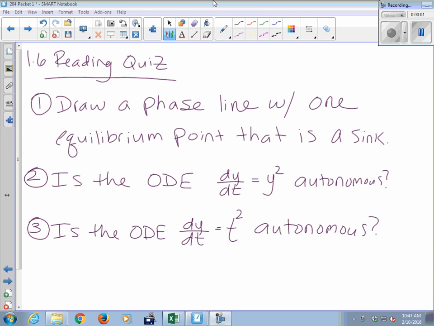So a phase line with one equilibrium point, that's a sink. Both arrows point towards the equilibrium point. So you've got your phase line, an equilibrium point, and the arrows point towards it. It's a sink.